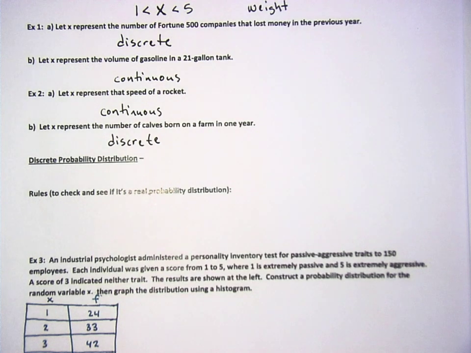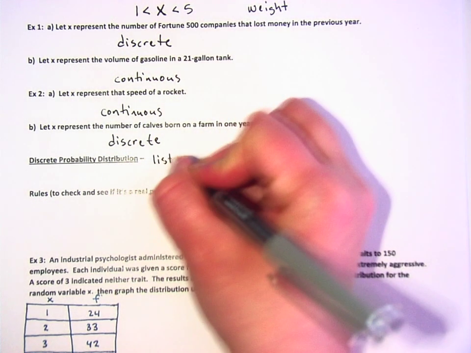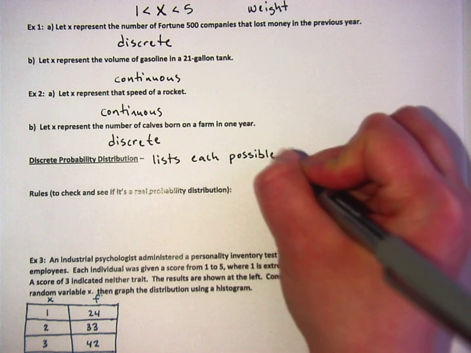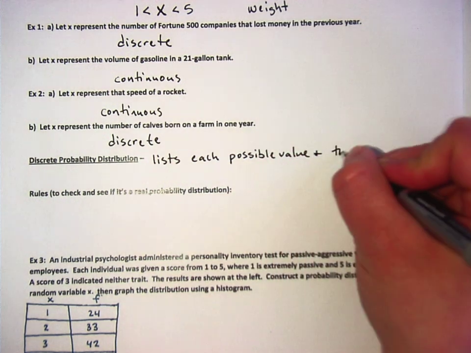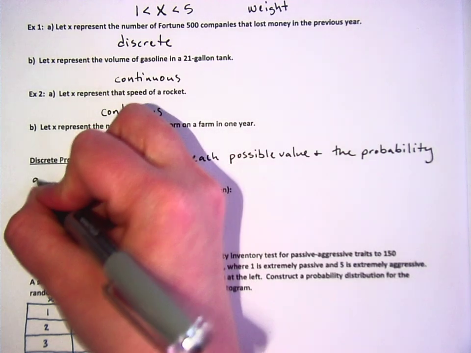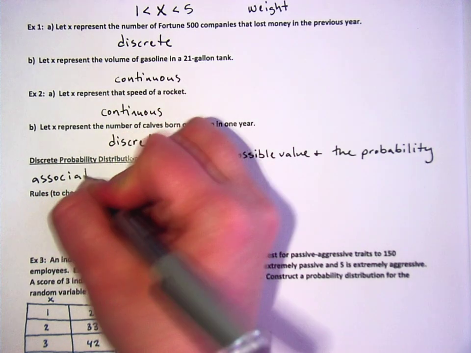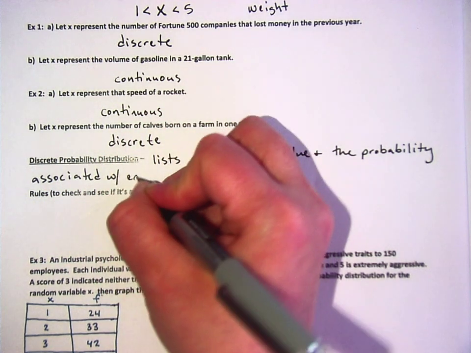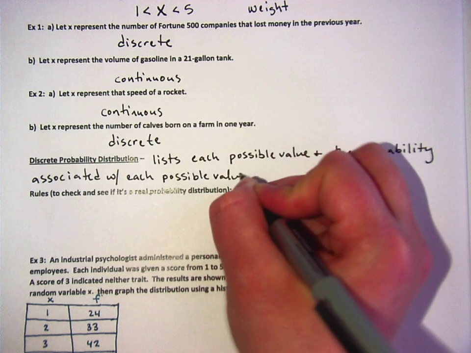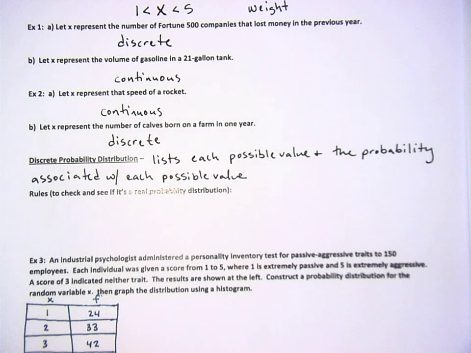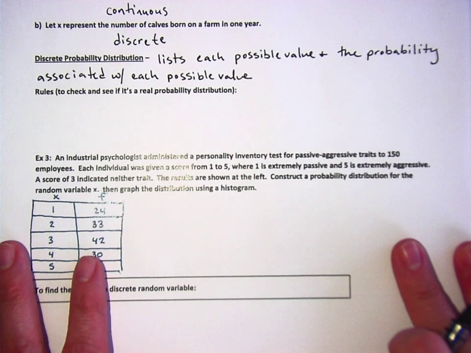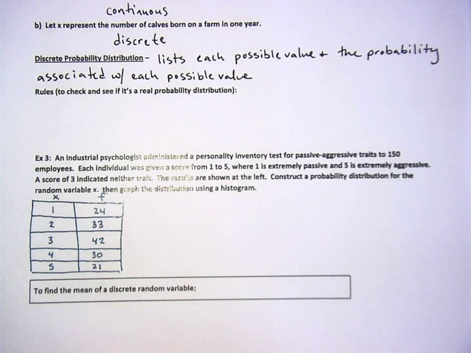A discrete probability distribution lists each possible value and the probability associated with each possible value. This would never work for a continuous distribution because you wouldn't be able to list all the possible values. There's just too many.